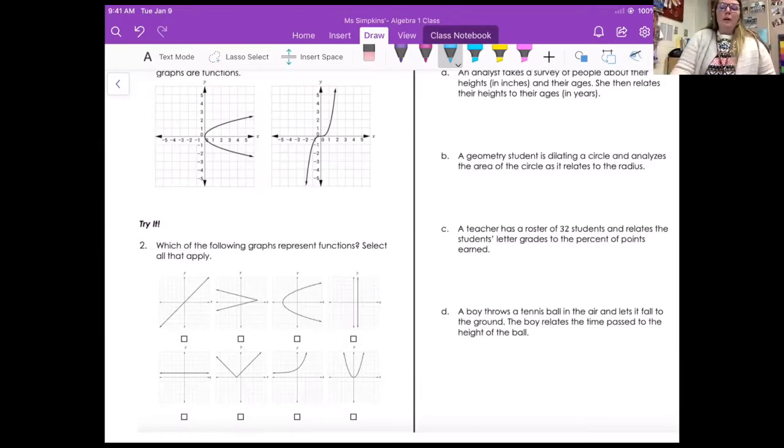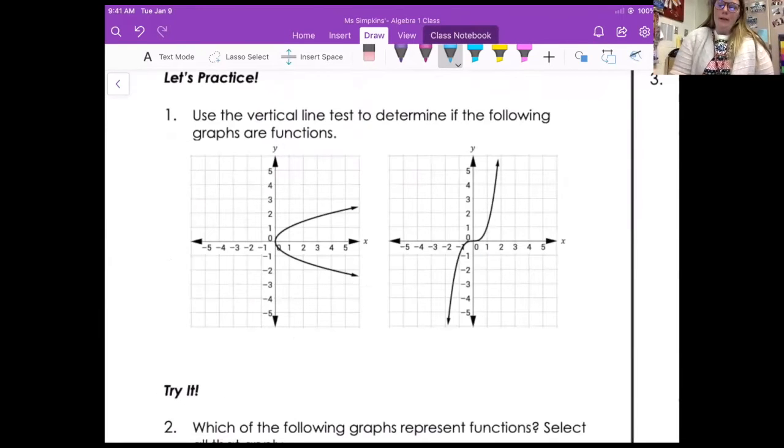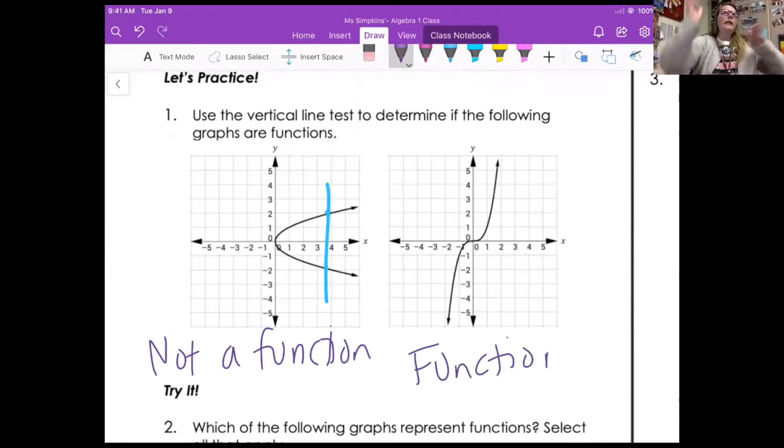Okay, so for number one, I hope you drew a line, but you'll notice no matter what vertical line you draw, it's going to touch the graph more than once. So it's not a function. Number two, or the second one, although it looks like those lines are going to go vertical, they're not. It is a function. They're going to stay a little bit diagonal the whole time.